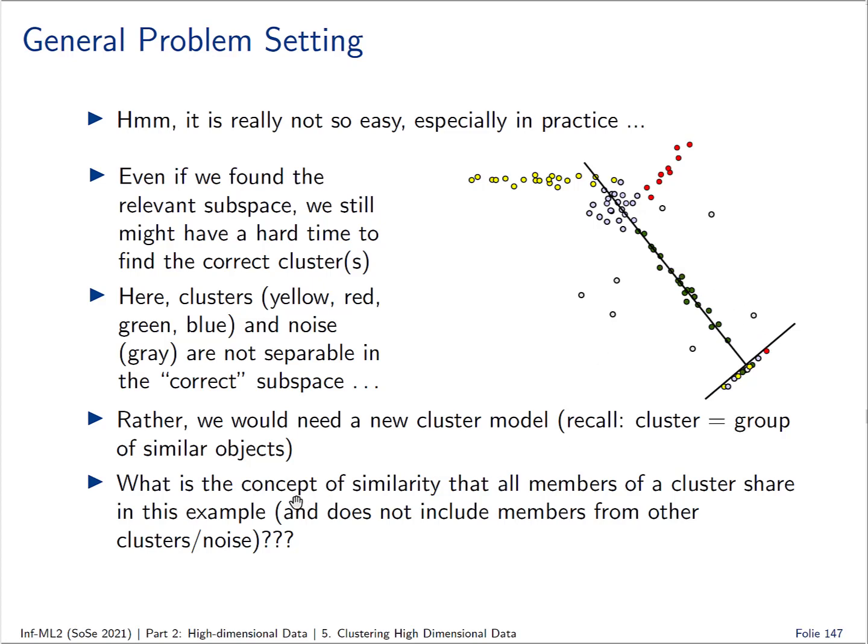So the idea of a cluster is that all the members are similar to each other. They share some kind of similarity, all the members of a cluster. And what is this concept of similarity for this green cluster, or for the red cluster, or for the yellow cluster? That is exactly the point. If we know what kind of patterns we want to find, then we need to at least try to define the patterns accordingly. And that is sometimes what it's all about.